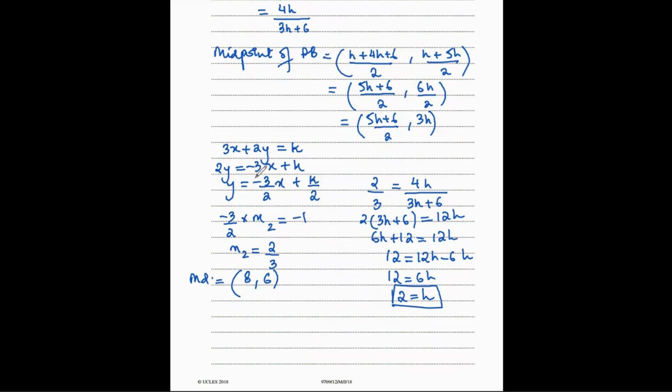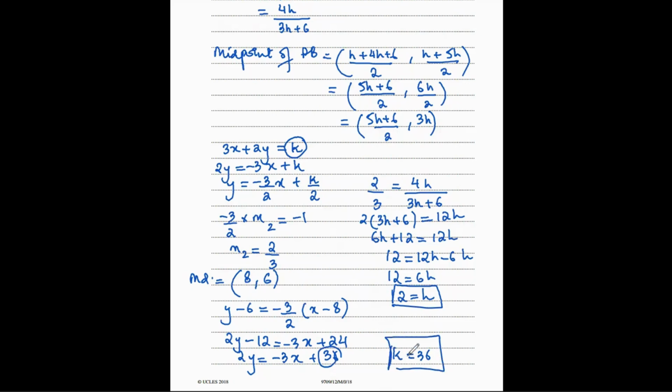So now using the midpoint and the gradient of the perpendicular bisector, we create our own equation and figure out the value of k. So y minus 6 equals negative 3 over 2 times x minus 8. That's 2y minus 12 equals negative 3x plus 24. 2y equals negative 3x plus 36. So if we compare this and this, we can see that k is 36. So that is your answer.